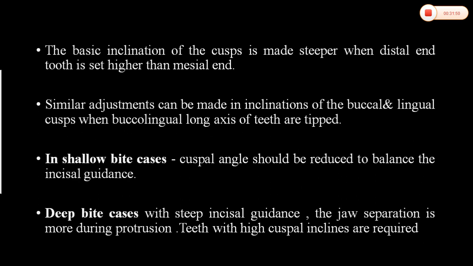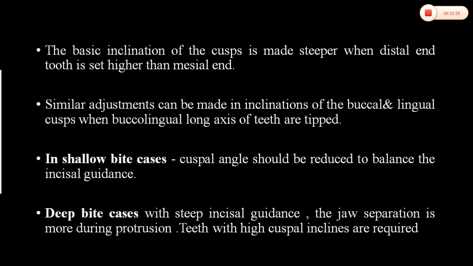The basic inclination of the cusp is made steeper when the distal end of the tooth is set higher than the mesial end. By changing the angulation of the tooth, we can make the cusp either steeper or lesser. Similar adjustment can be made in the inclination of the buccal and lingual cusps when the buccolingual long axes of the teeth are tipped. By changing the angulation of the teeth, either buccolingually or mesiodistally, we can alter the angulation of the cusp.